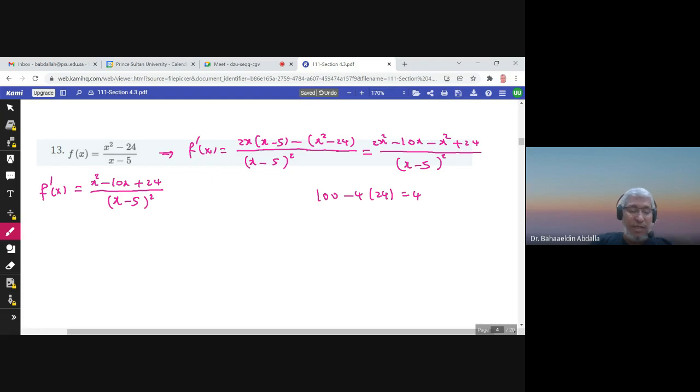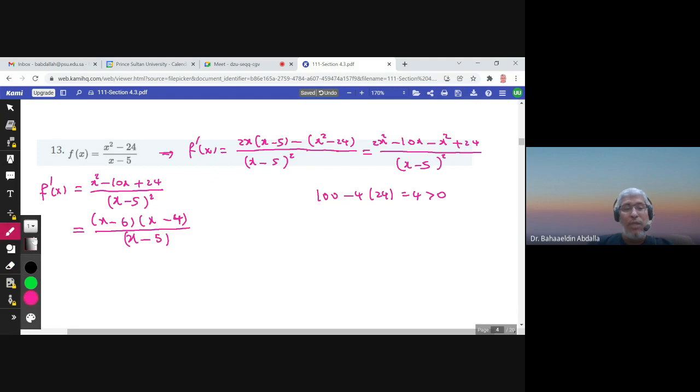So when you find the discriminant, this will help you to know that if the discriminant is positive, you can factor it. Two numbers, their product is 24, their sum is negative 10, just negative 4 and negative 6. So this is f prime written in simplest form. Factored. Everything is factored. So I can see from here that f prime is 0 when x is 6 and x is 4. So these are the zeros of f prime.